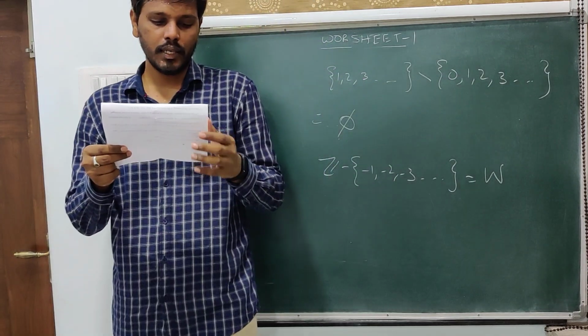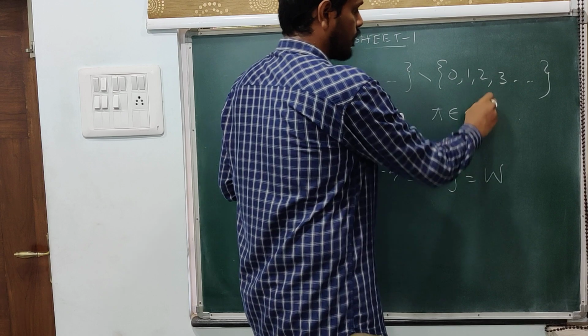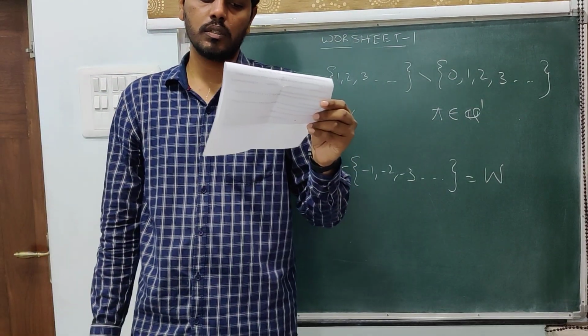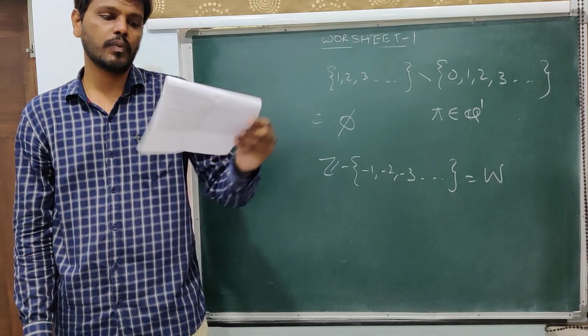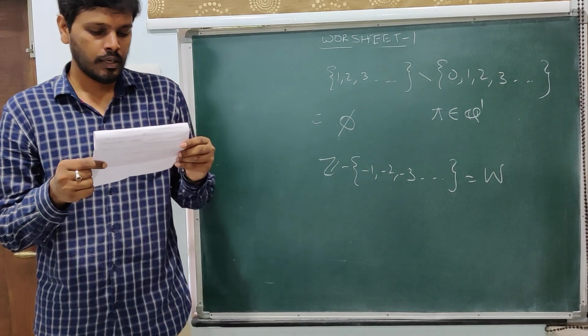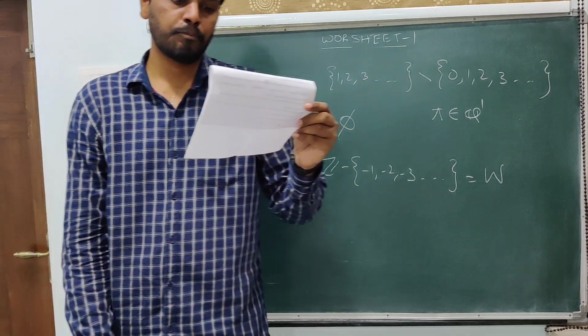Next, pi belongs to Q. That is again false, because pi is an irrational number. It belongs to Q dash. Pi belongs to Q dash. Q and Q dash are disjoint sets. Disjoint sets are those sets where the intersection is empty. That is, they don't have any intersection. Now for Q and Q dash, there is no intersection, therefore they are disjoint sets.